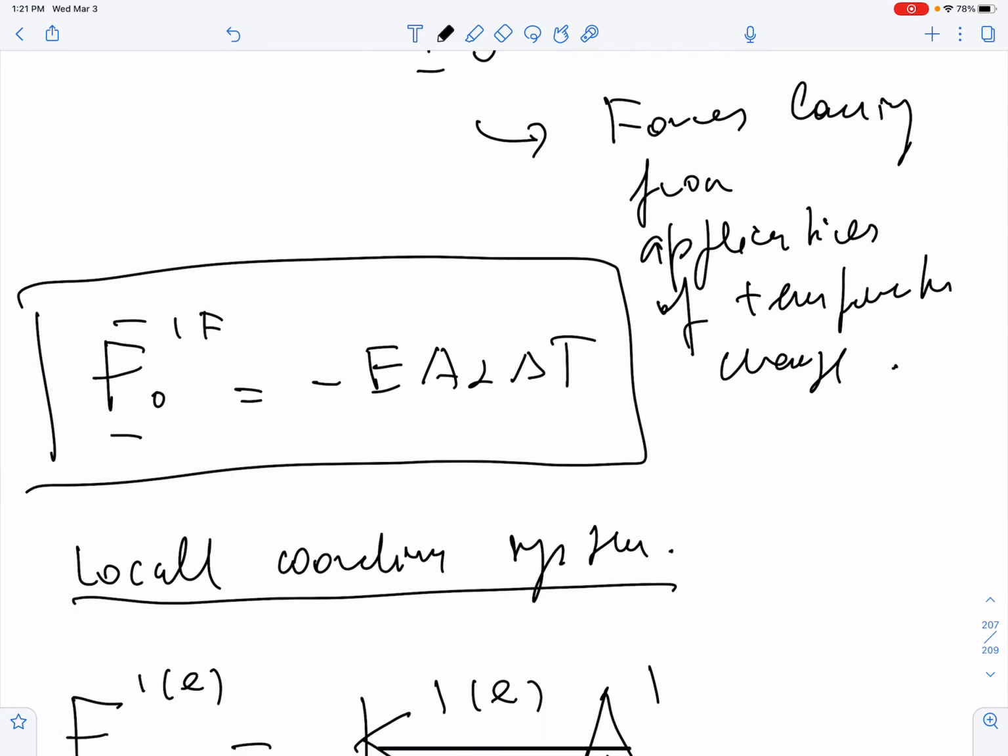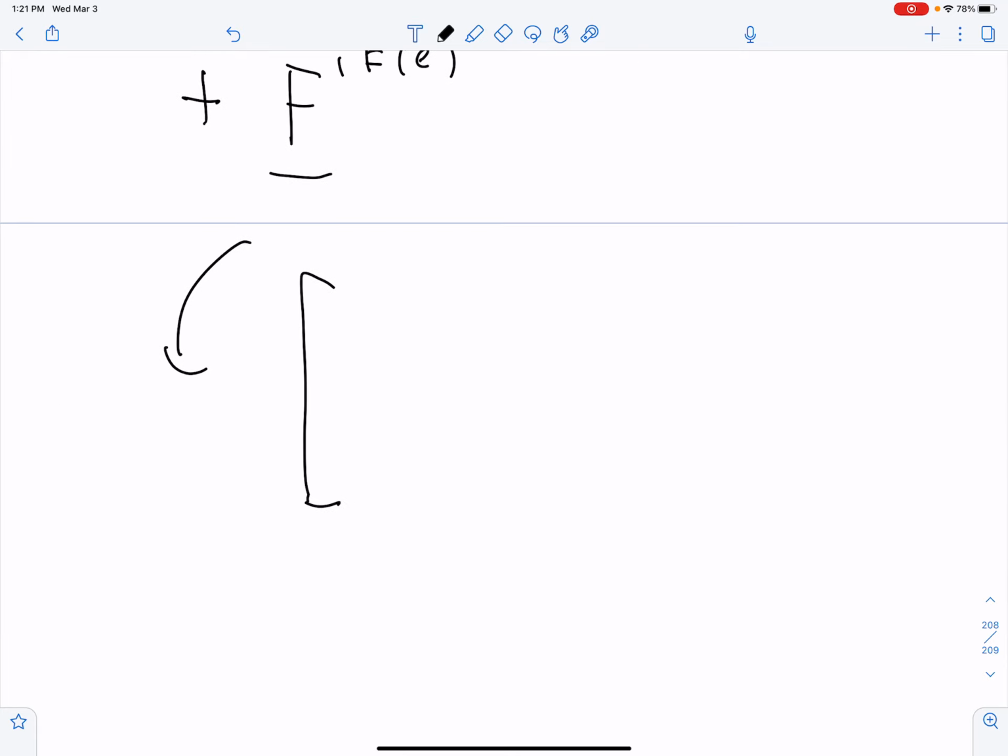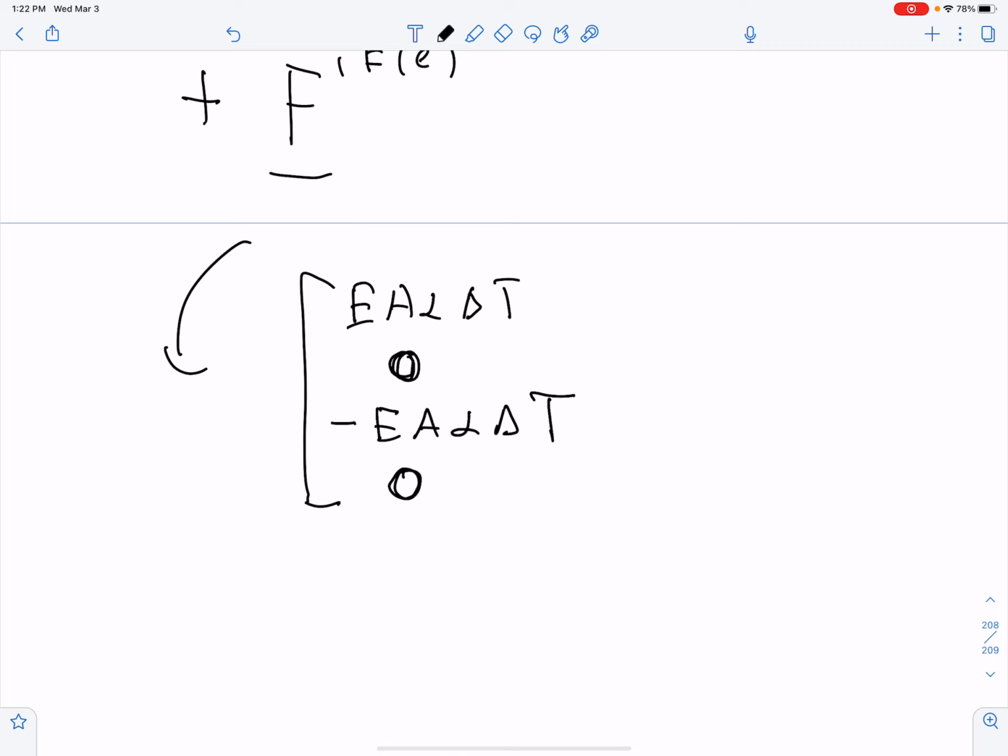In the first slot, you get EA alpha delta T. The corresponding vertical force is 0, because the bar is trying to elongate in the axial direction. There's no vertical action for trusses. Then here you get minus EA alpha delta T, that's the compressive contribution from the negative force at node J. And then you get a 0 in the vertical direction.